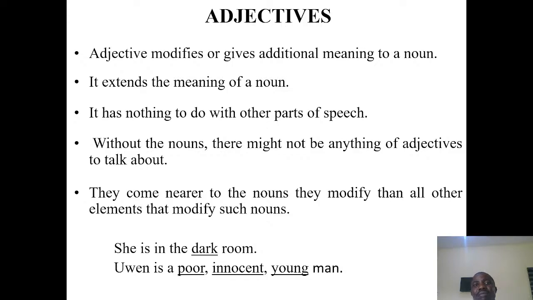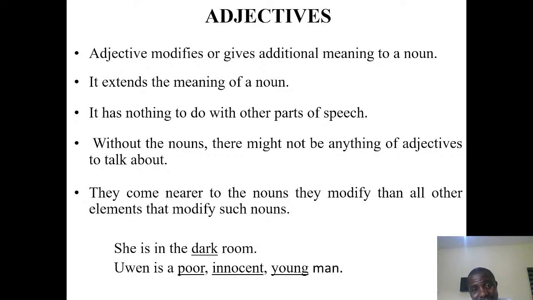So by definition, we say an adjective modifies or gives additional meaning to a noun. It extends the meaning of a noun. It has nothing to do with any other part of speech. Adjectives do not modify any other part of speech except nouns. When there is no noun, there is no adjective. Adjectives will have nothing to talk about. They come nearer to the noun they modify than all other elements that modify such a noun. So if an adjective and a determiner are used to modify a noun, the adjective will come nearer to the noun than the determiner.